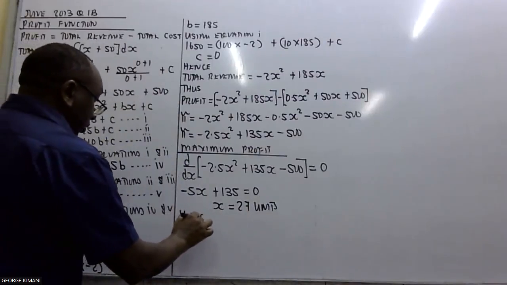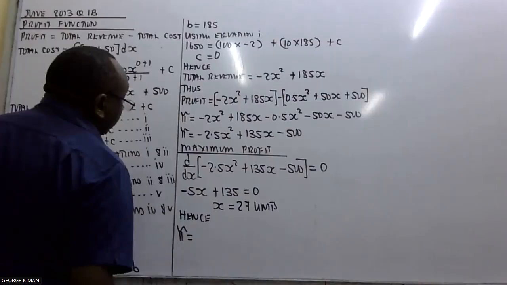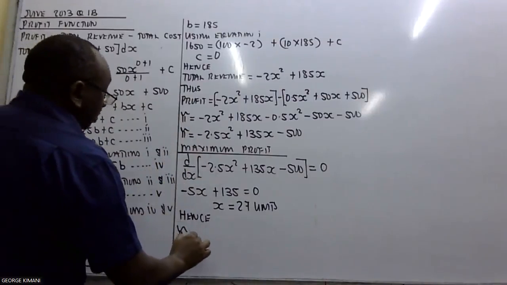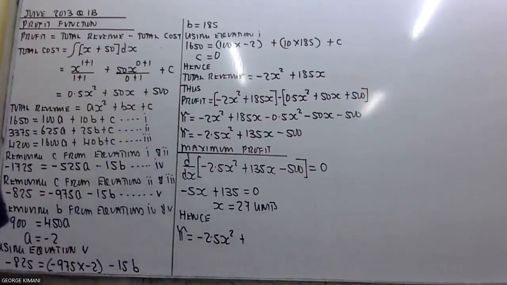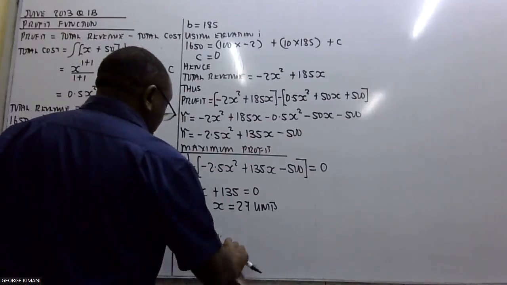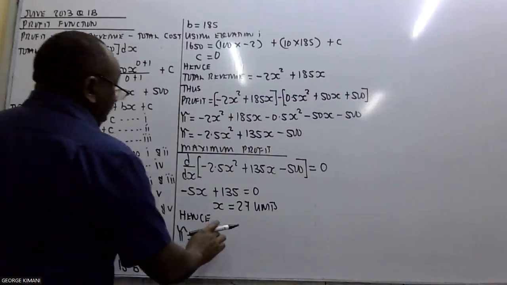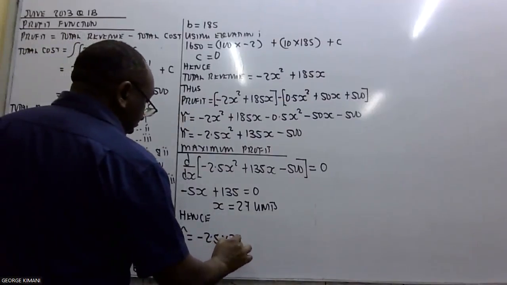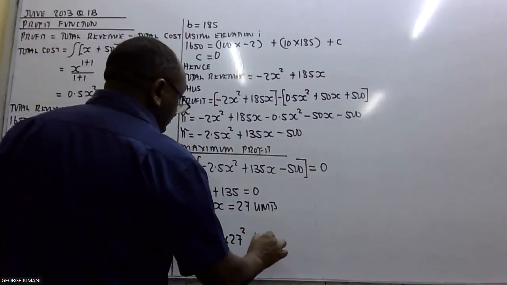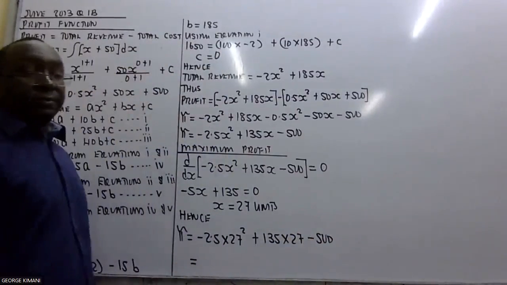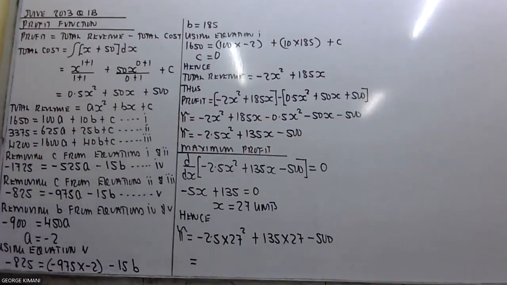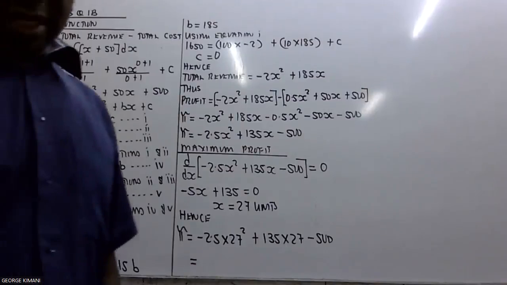And hence, that profit that is maximum will be, we already have the function for profit here, which is minus 2.5x squared plus 135x minus 500. Am I forgetting to substitute? So it's minus 2.5 multiplied by 27 squared, you add 135 multiplied by 27, less 500. That's how you get the maximum profit.